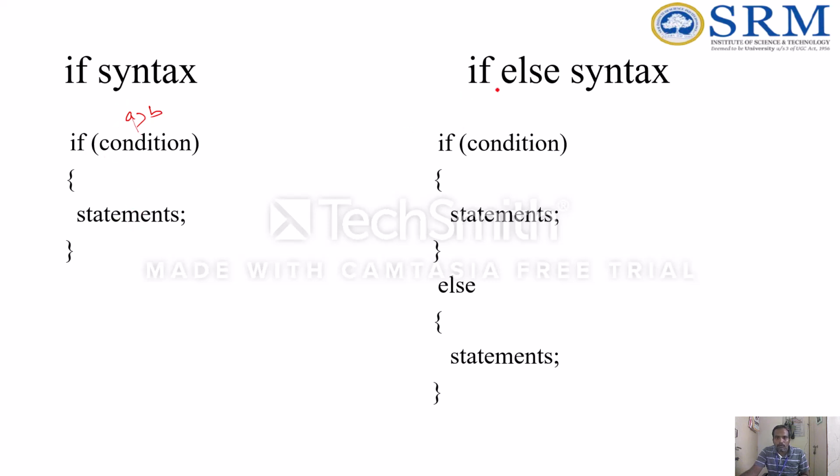Now we are going to talk about the if else syntax. As I already told you, if else is going to handle both the true part as well as the false part. The syntax follows: if condition, for example a greater than b, if the condition is true, the statements will be executed. Otherwise, if the condition is false, the else part comes into the picture. In this way the syntax works.